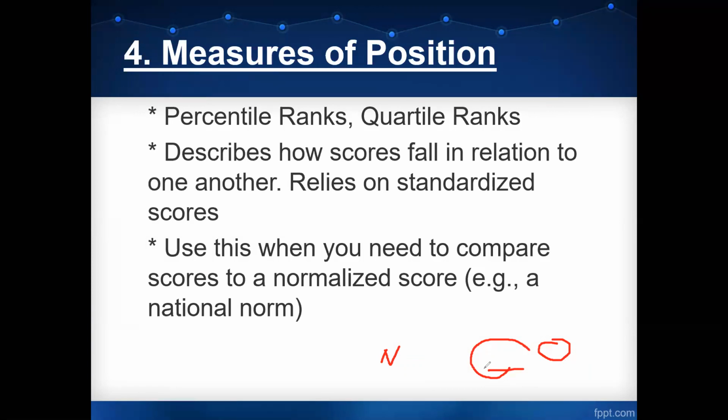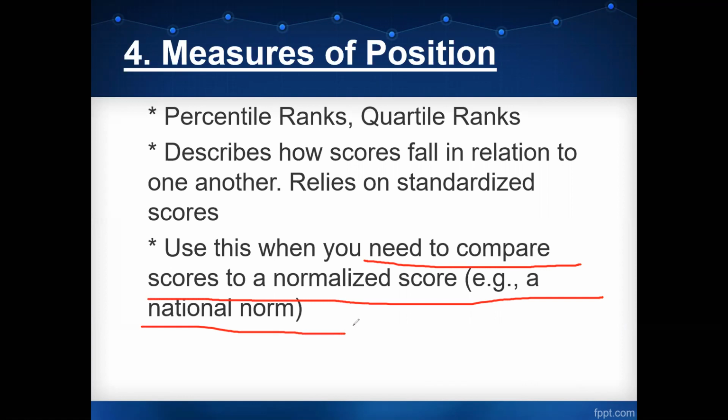The fourth measure is the measure of position. Which position? First, second, third, or which percentage? 50% of the population, 30% of the population, 25% of the population, or 75% of the population. You use this when we need to compare scores to normalized scores like a national norm. Let's say Korea is the number one country in the OECD that can produce graduates. So how is it being done?